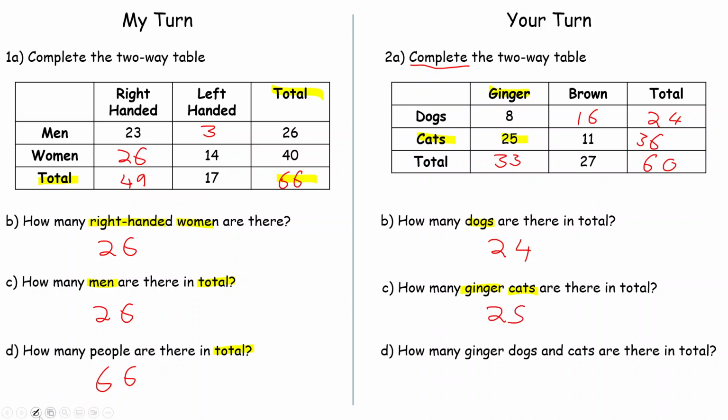And then last but not least, we are looking at how many ginger dogs and cats are there in total. Okay, so we're looking at this number here, 33. 8 and 25 is going to give you that 33, and that is your last one. So 33, perfect. Okay, and that is it.